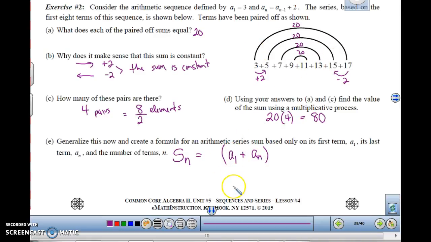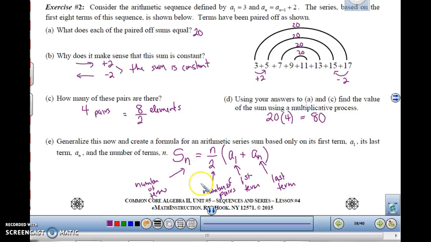All right, and then how do I figure out how many pairs I have? Well, this one had 8 terms, and I divided it by 2. So it depends on the number of terms that you have. So it would be n, the number of terms, divided by 2. Okay, so let's review. N is the number of terms of the sequence. This n divided by 2 is the number of pairs. a1 is the first term, and an is the last term.